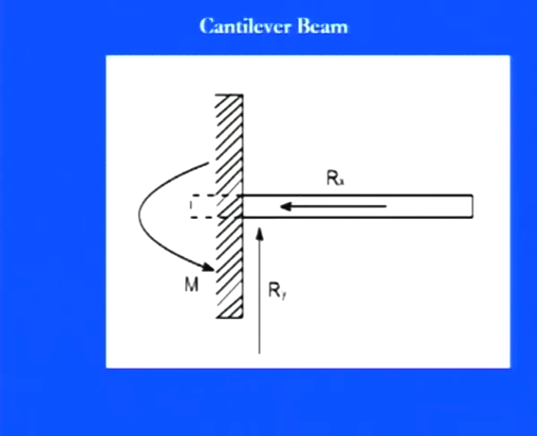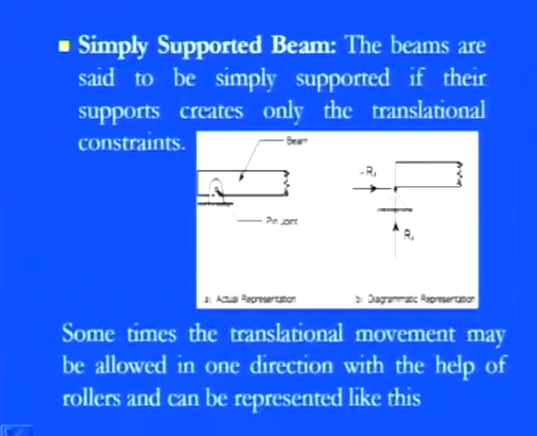Whatever load is applied on this free end, or along any part of this length, can be easily sustained by this rigid support, and this form of beam is known as the cantilever beam.